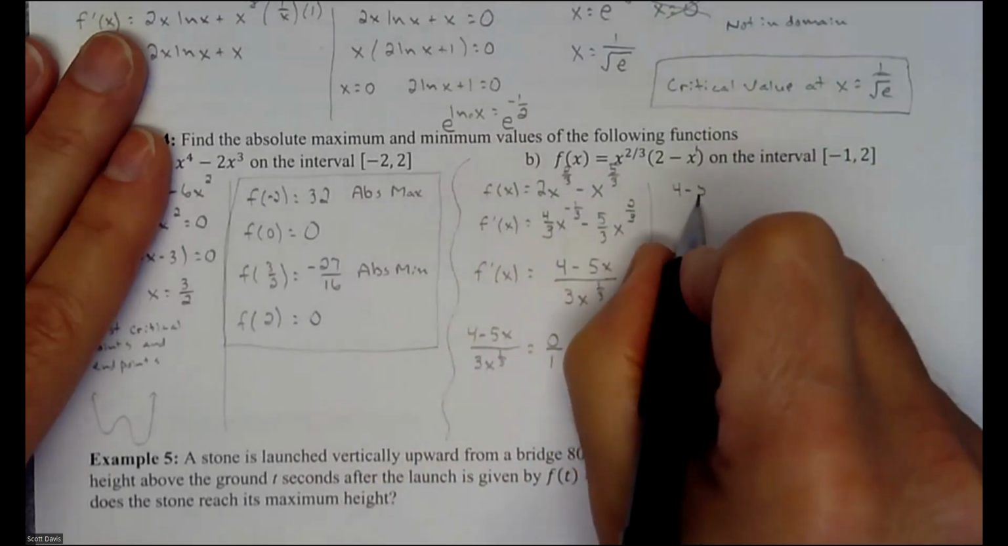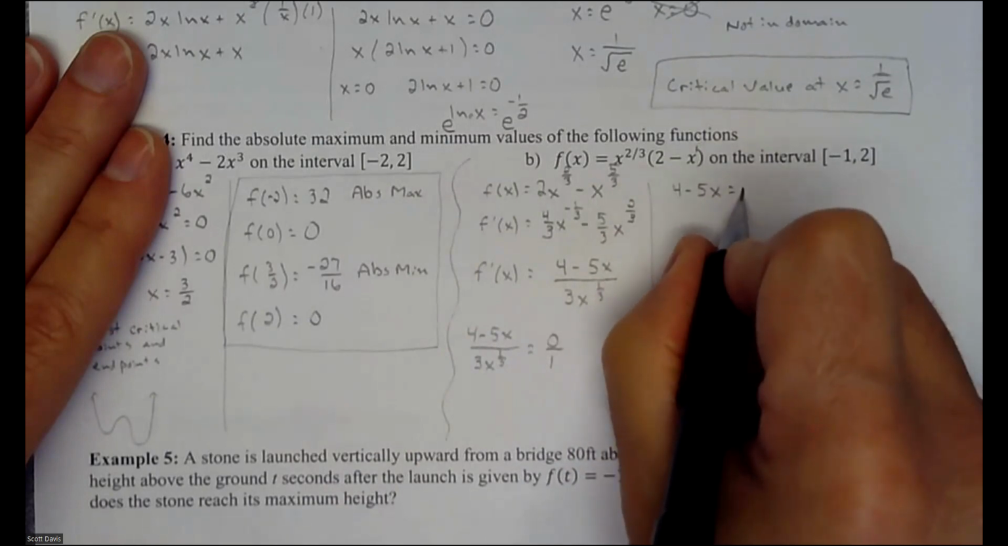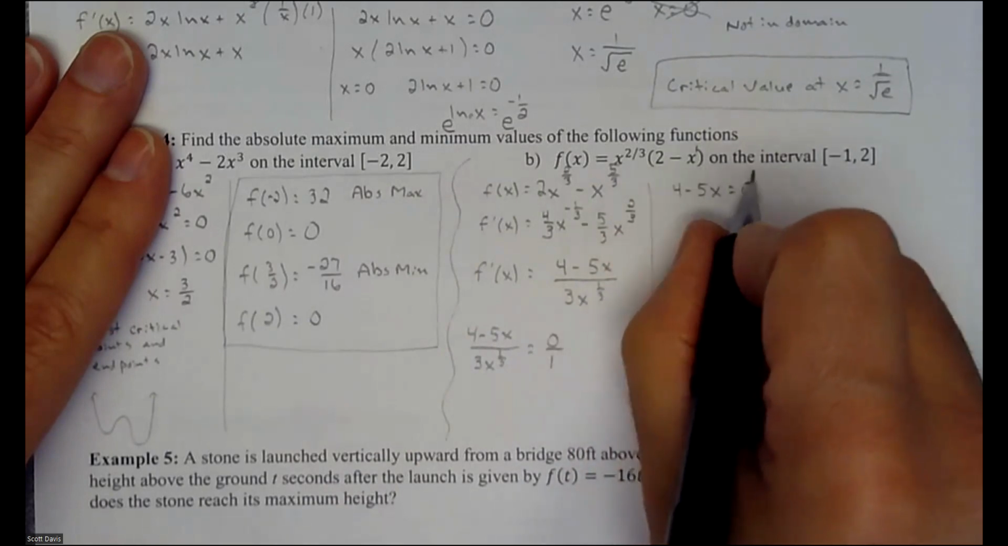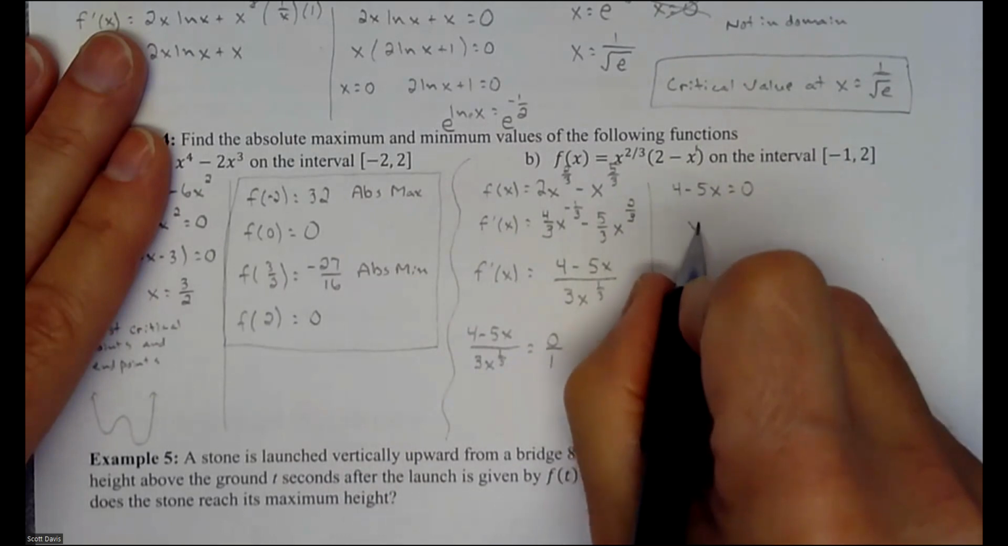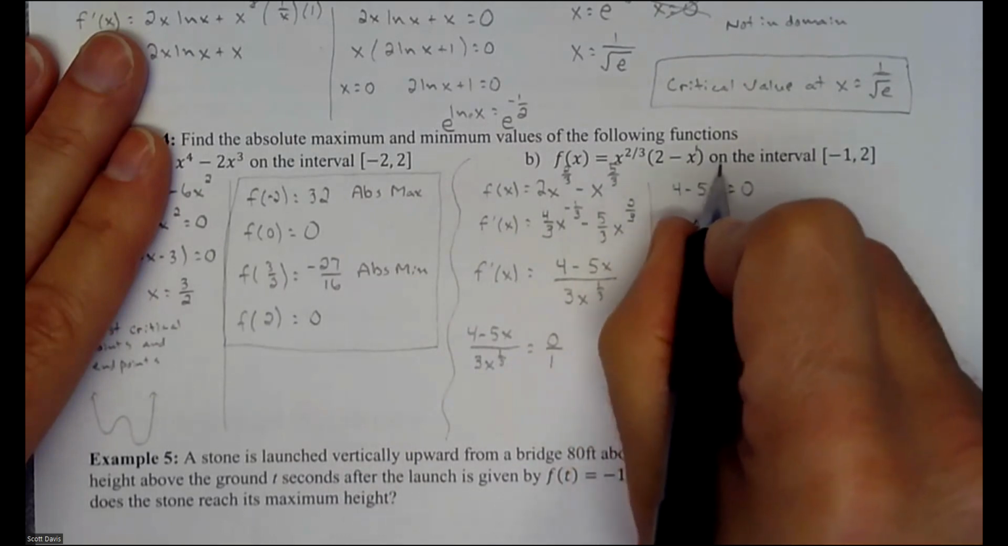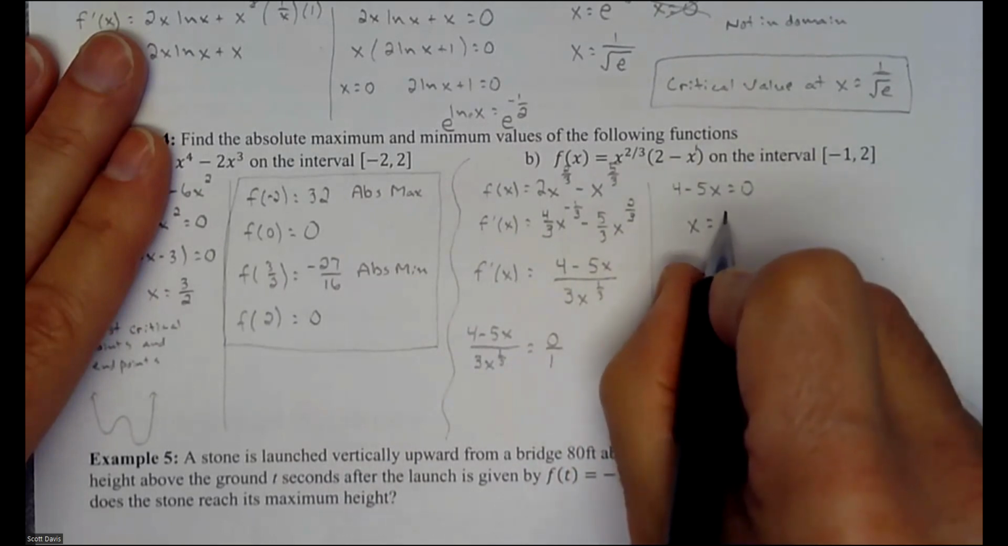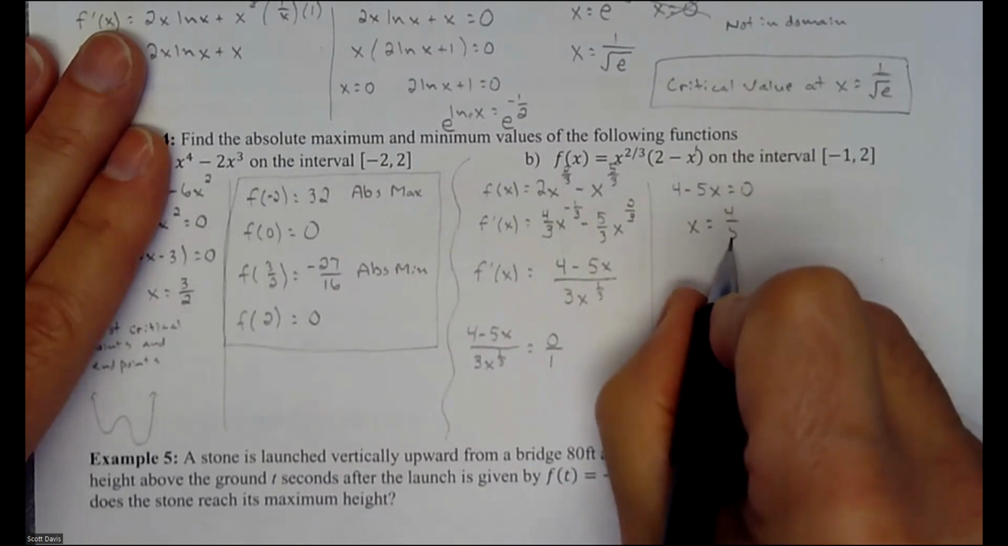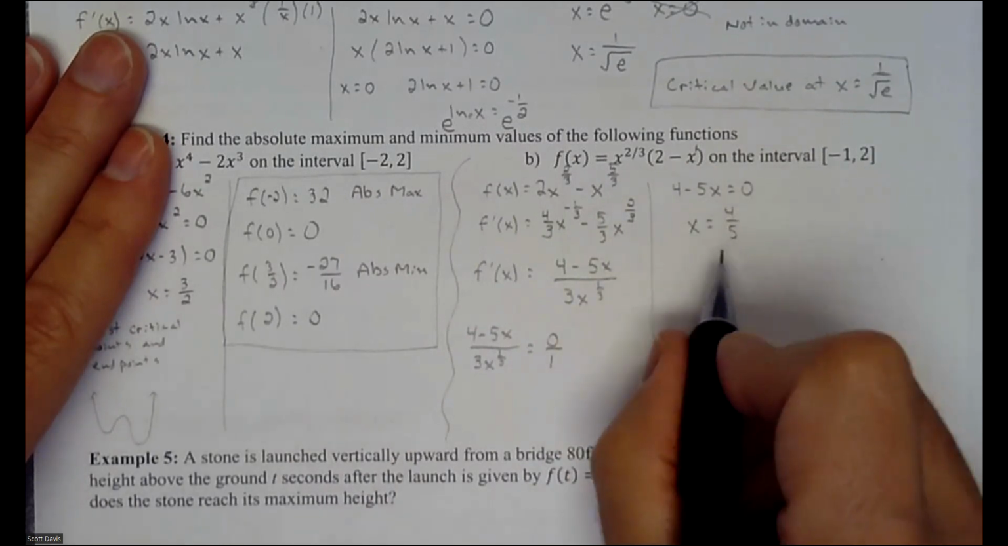So 4 minus 5x equals 0. And if I solve that, I would subtract 4 and divide by -5. So I'd have a -4 divided by a -5. So that would be a positive 4/5. So there's one critical number.